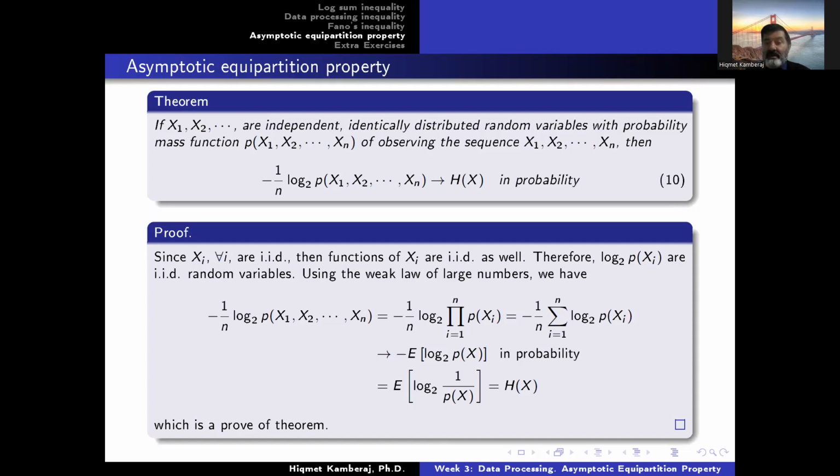Now I use the logarithm property: log with some base of the product is equal to the sum of logs. Then I have minus 1 over n, sum over i from 1 to n, log with base 2 of p of xi. Now this converges to minus the expected value of this function, log with base 2 of p of X, in probability. Moreover, I can write minus inside the log function, then I can write the expected value of log with base 2 of 1 over p of X. But based on the first week, it is the entropy of the random variable X, which is a proof of the theorem.